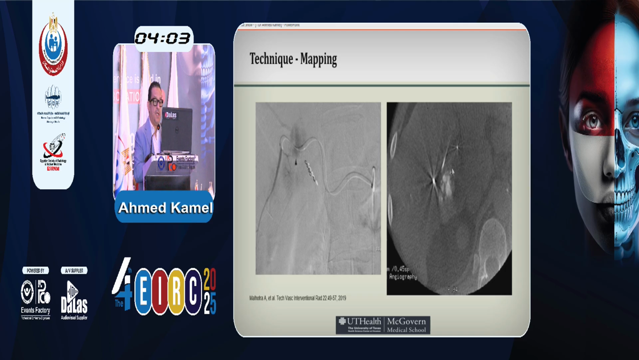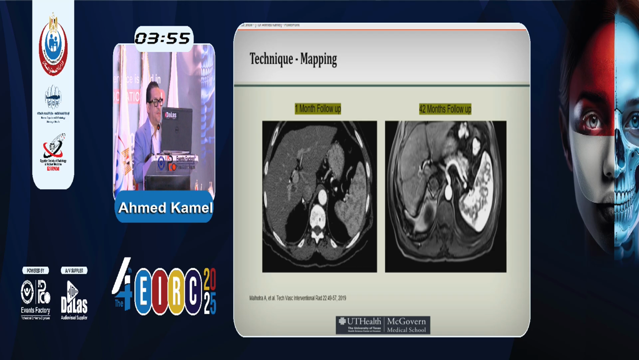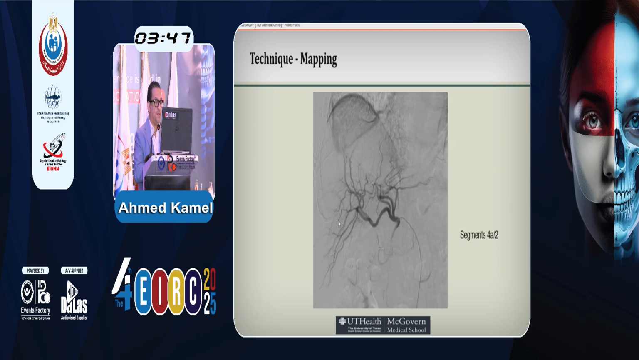This is the tumor, and this is the cone beam CT, so you can see it's actually appearing in both arteries, so you have to split your dose between these two, and you have to treat both of them. This is the CT after treatment, the follow-up, and after 42 months, that completely disappeared.